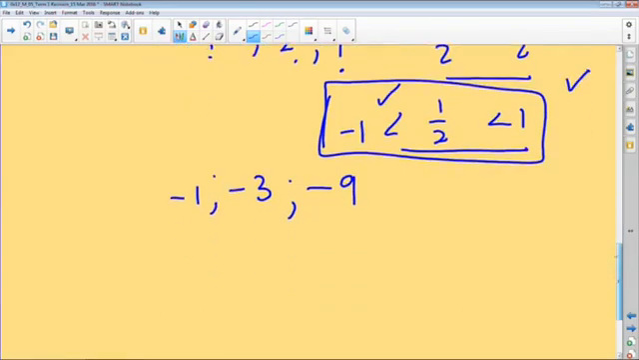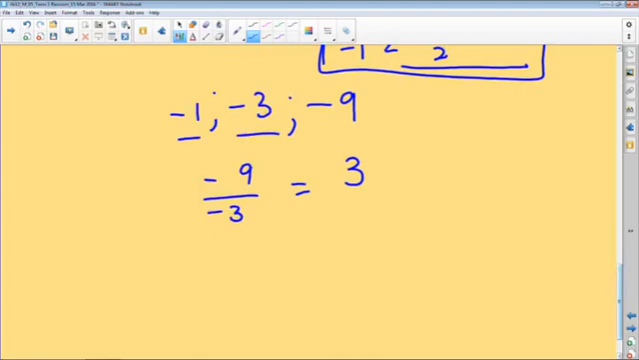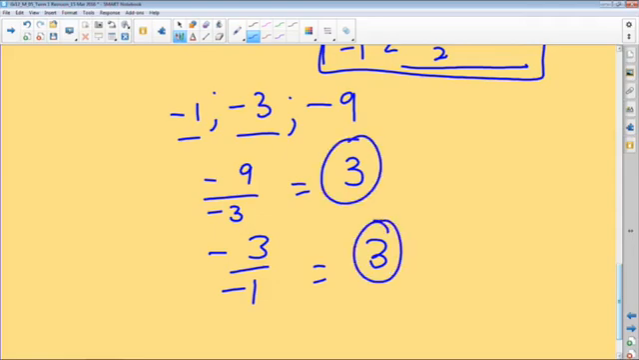You then test your ratio. So if I go minus 9 divided by minus 3, what do I get? 9 divided by 3 is 3. Minus divided by minus is plus. Then if I do term 2 divided by term 1, minus 3 divided by minus 1, I get 3. You now look and say, okay, don't just blindly choose your answers, does this 3 fall in your ratio less than 1, greater than minus 1? No. Fails on both sides.